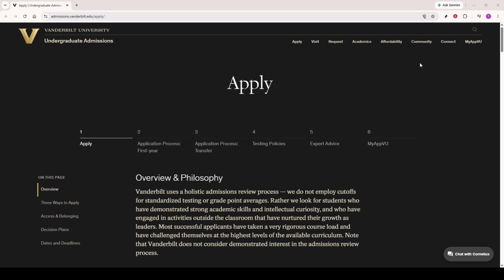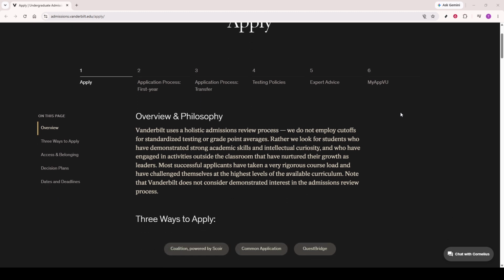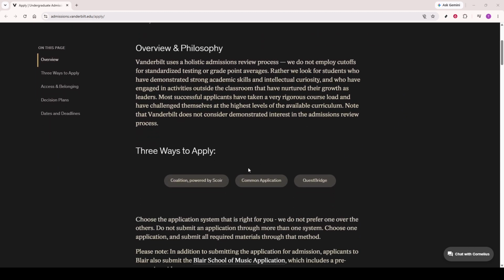As you begin, go to Vanderbilt's undergraduate admissions apply page and review the options carefully. The first thing you'll need to do is choose your application platform and your decision plan. Vanderbilt accepts the Common Application, the Coalition Application, and QuestBridge, and the university does not prefer one over the others. What matters most is that you choose the platform you're most comfortable using and complete it thoroughly.